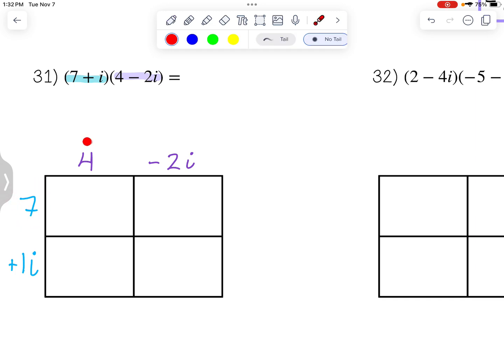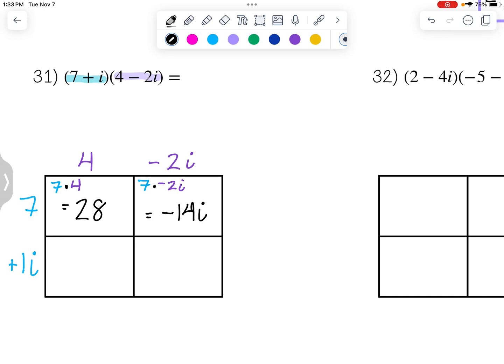So we have 4 times 7. That's going to give me 28. Right, and I can write it out in case we need to. Right, then we're going to do the 7 times the negative 2i. Excuse the bell in there. So we got negative 14i. Right, so then we're done with the 7, and now we're going to distribute the 1i.